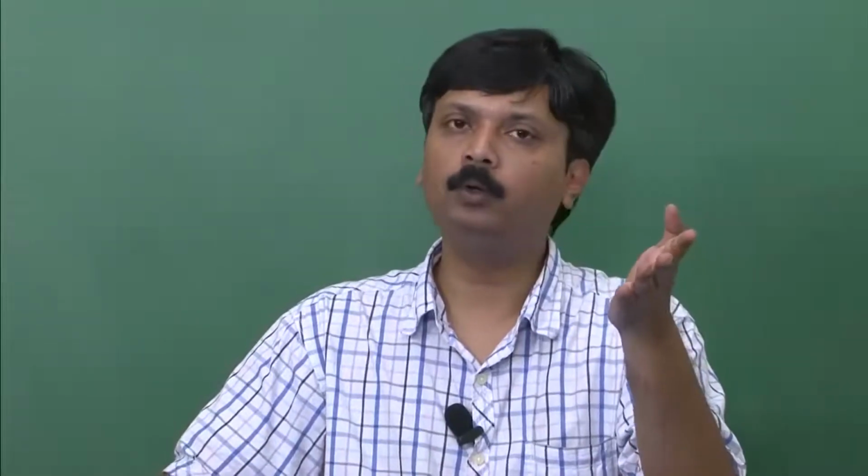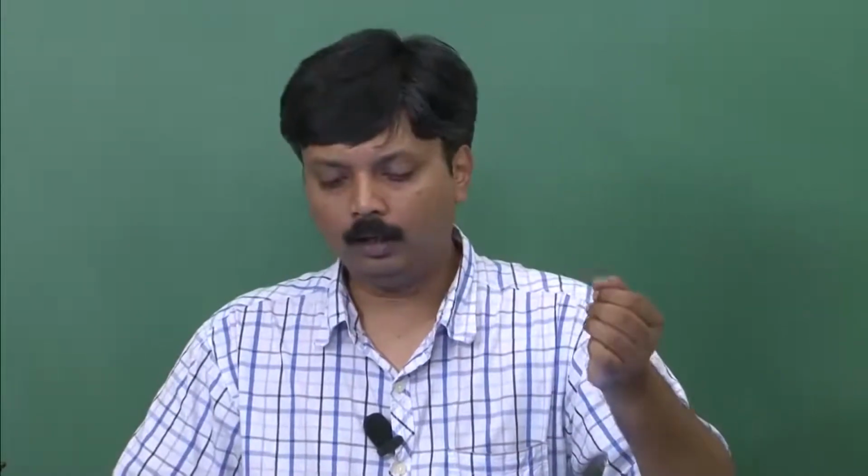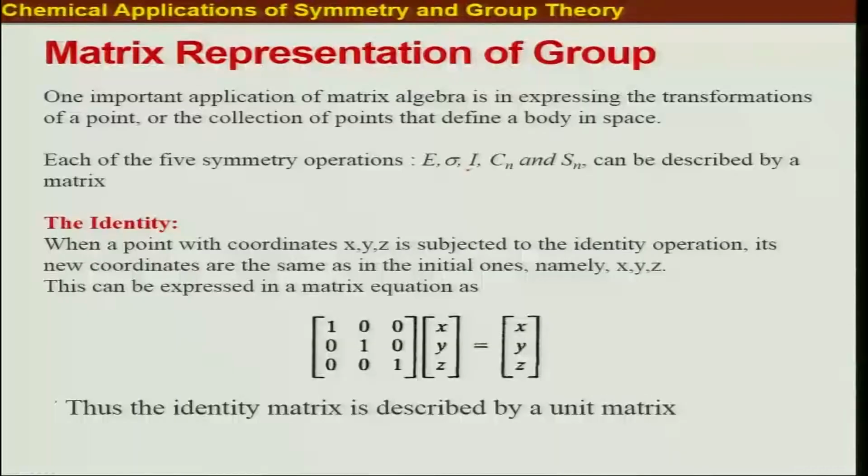So I should be able to express all of these: identity, reflection, symmetry, inversion. This should be small i here, a small correction. And proper axis of rotation or improper axis of rotation. All these symmetry operations can be represented by matrices, and that's what we are going to do now. So we will start with the element identity and the following identity operation.